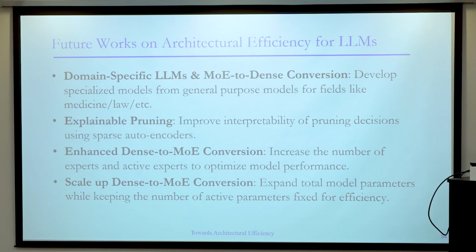We also want to explain the pruning decisions of our methods, and improve interpretability of pruning decisions using techniques like sparse autoencoders. And we also want to enhance the dense to MoE conversion by increasing the number of experts and the number of active experts to optimize the model performance. Lastly, we will try to scale up dense to MoE conversion, and we want to expand the total number of parameters while keeping the number of active parameters for efficiency.